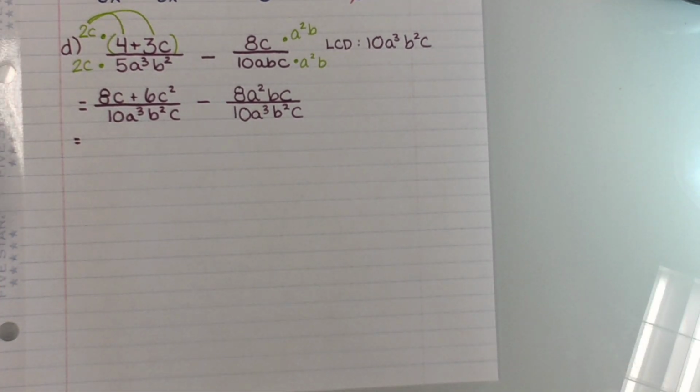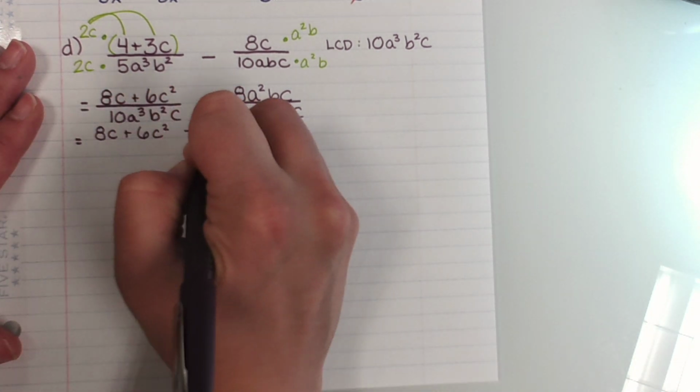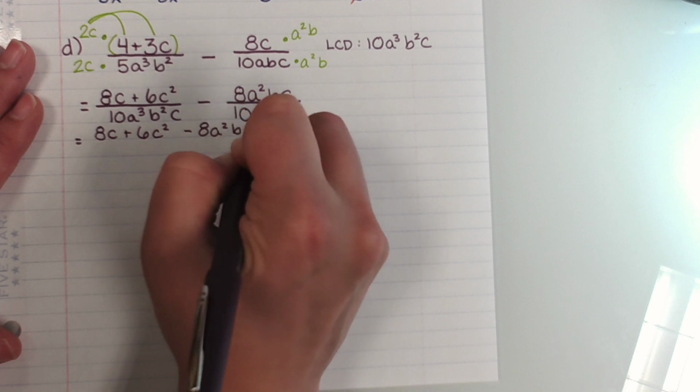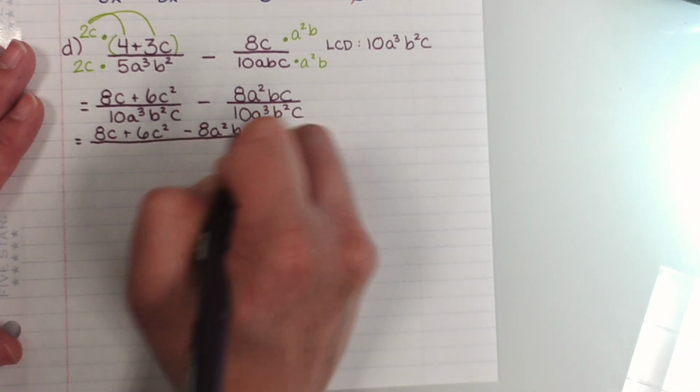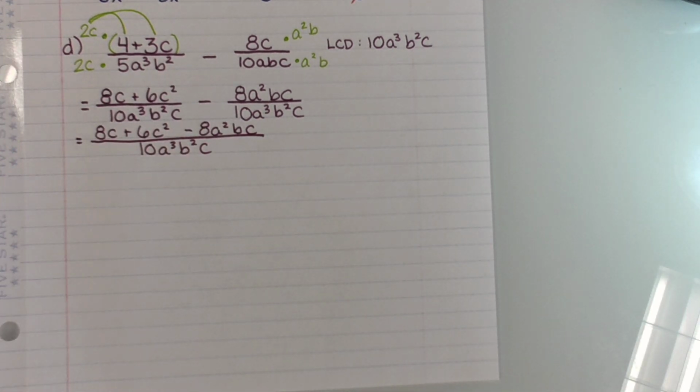Have the common denominator, so now I can subtract. 8c plus 6c squared minus 8a squared bc all over 10a cubed b squared c. Can we simplify it? If you can combine like terms, do it. There aren't any. Can we factor the numerator?